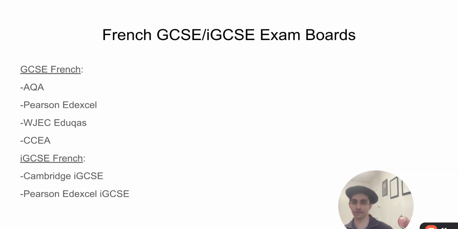So here is an overview of the French GCSE and iGCSE exam boards. So as of July 2025, there are 4 different exam boards for GCSE French and 2 of them for iGCSE French. So you should, as a student, recognize your particular exam board here. And it is useful, certainly, to know your exam board as early as possible so that you can use that information to tailor your preparation towards what will come up in your exam.